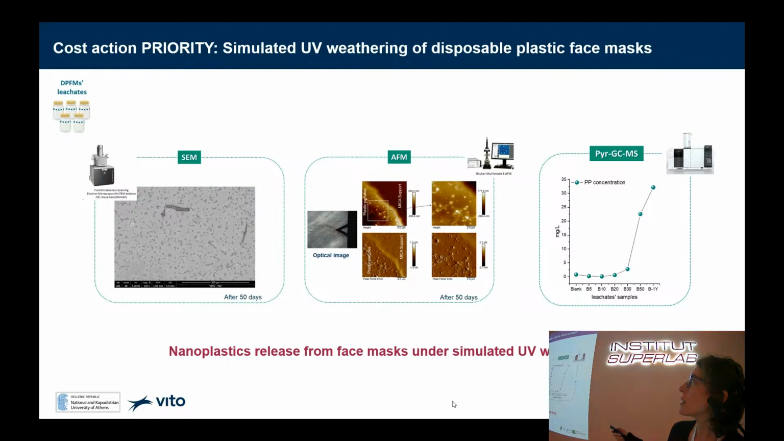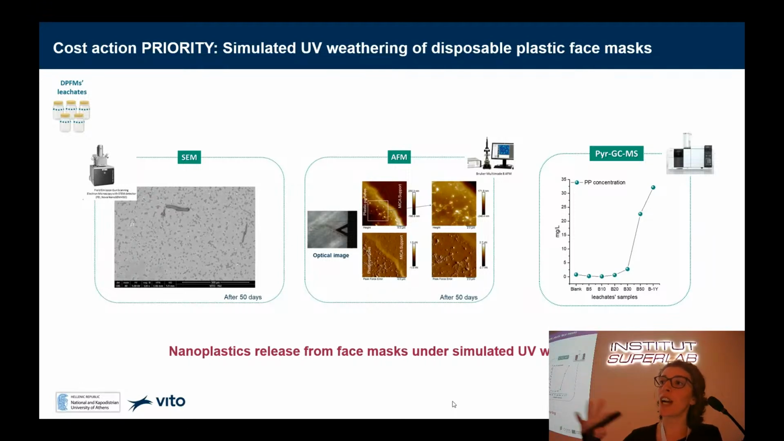Here you can see that the masks are mostly composed of polypropylene, and we could estimate the mass of the polypropylene released from the masks during the weathering at different time points. So you could clearly see that at a certain point after 1 year, we could also measure around 35 milligram per liter of the polypropylene.